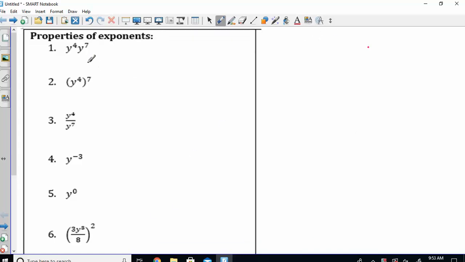If you have those y's multiplied together, what do you do with your exponents? All right, so 4 plus 7 gives us 11. All right, the second one, if we have a power to a power, what do we do? So 4 times 7 is 28.